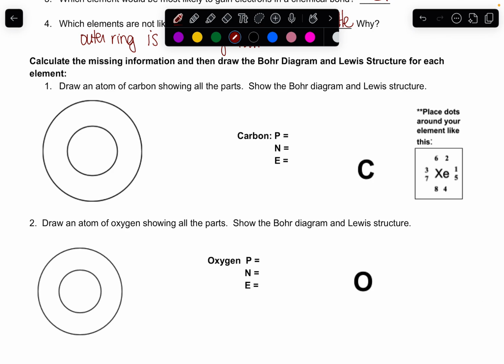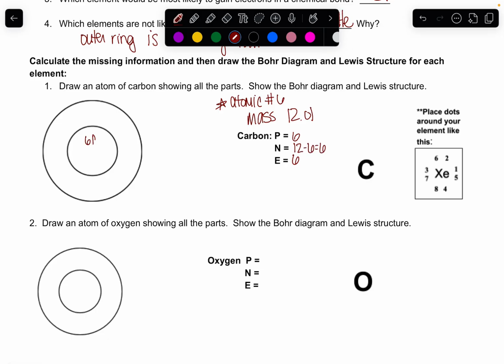Now, we don't give you the atomic number and the mass anymore. You're going to need to pull out your periodic table to find those. I know for carbon, my atomic number is 6, and my mass is 12.01. My atomic number is 6, my protons are 6, and my electrons are 6. To find my neutrons, I round my mass down to an even 12, minus 6 protons equals 6 neutrons.